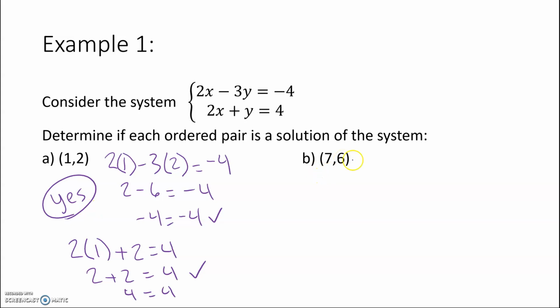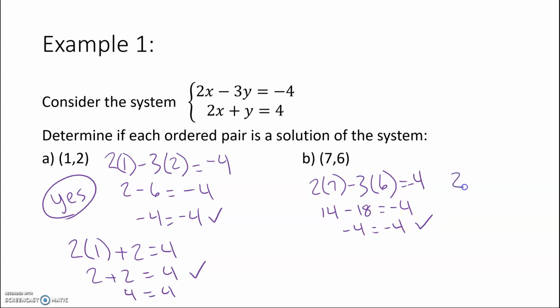Next one is 7, 6. We're going to do the same thing. So 2 times 7 minus 3 times 6 should equal negative 4. So we've got 14 minus 18. Oops, sorry, that's a negative 4. And negative 4 does equal negative 4. So it checks out in the first one.